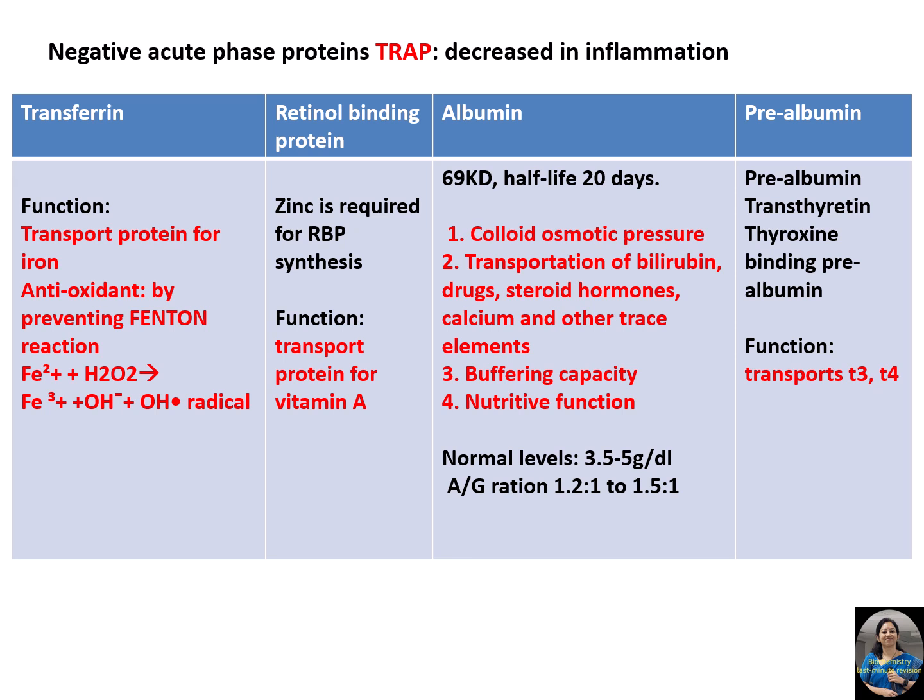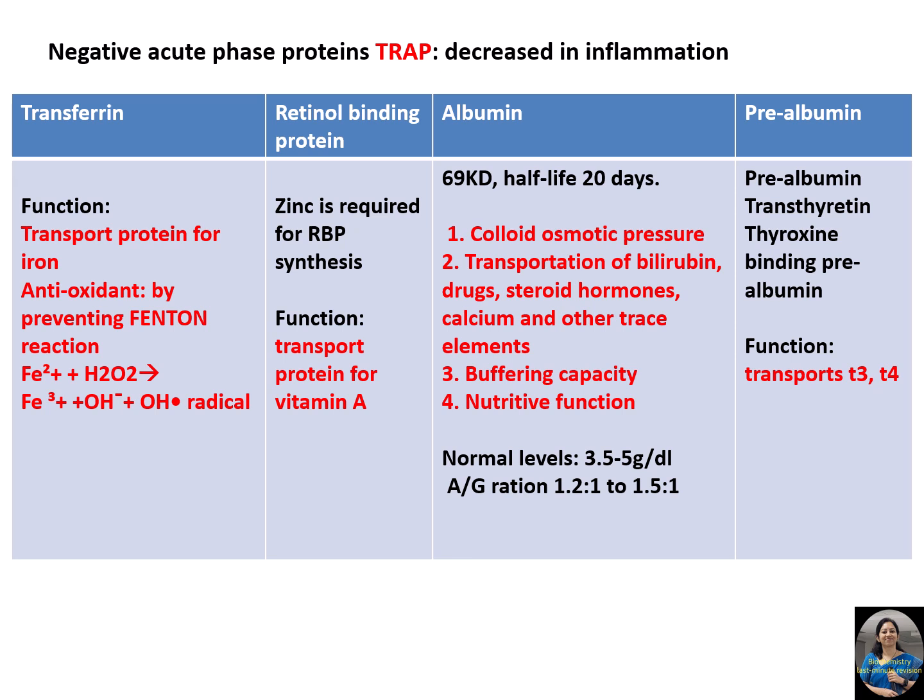Now what is this Fenton reaction? It is the reaction where ferrous is oxidized to ferric and hydrogen peroxide gets converted to hydroxyl radical and hydroxyl ion, both of which are free radicals and can damage any biomolecule. Now by oxidizing ferrous to ferric and by transporting it to its target tissue, transferrin acts as an antioxidant and thus protects all the biomolecules.